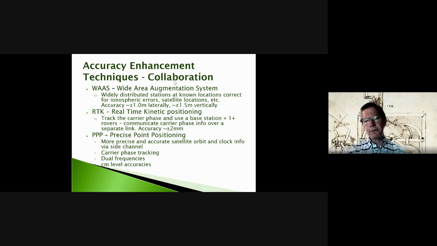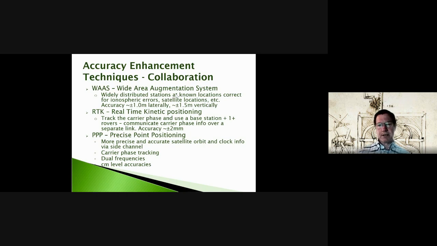There are some other ways we can improve our accuracy, and that's what I'm calling collaboration. There have been lots of different approaches at these. I'm picking three to talk about. There's the Wide Area Augmentation System, and this is what has been used in aircraft with the FAA, and that is basically composed of widely distributed stations at very well-known locations, and they're able to correct for ionospheric delays, errors in satellite locations, etc. Because we know exactly where those things are, right? We survey them, whatever, we know exactly where they're at.